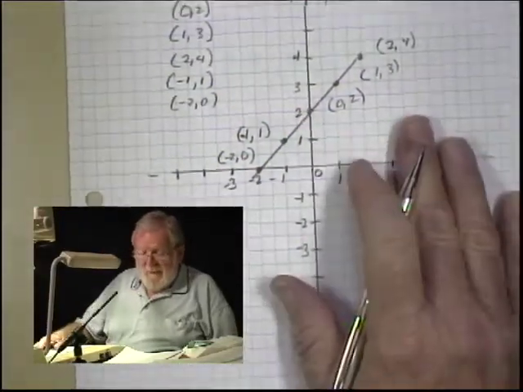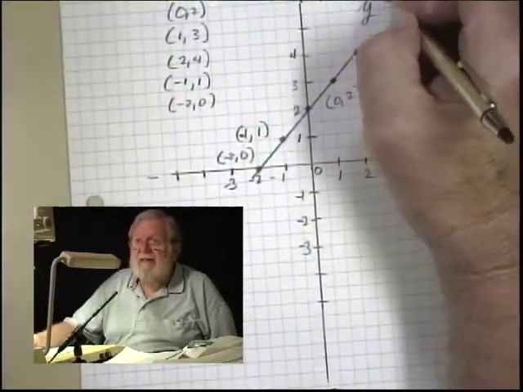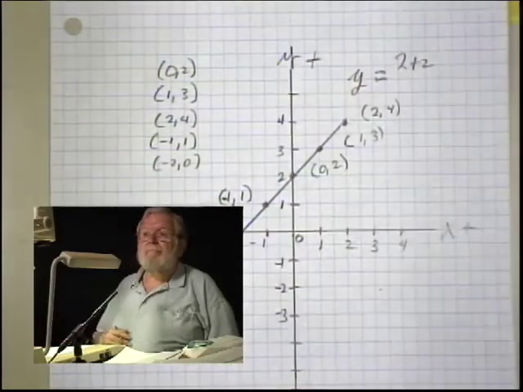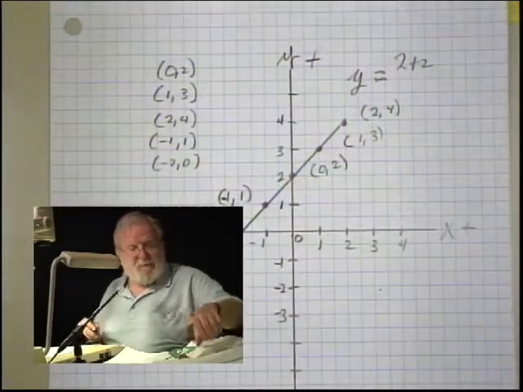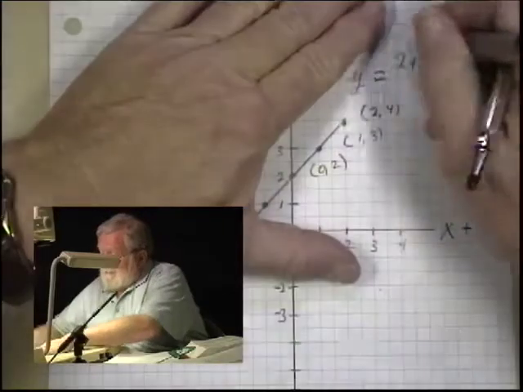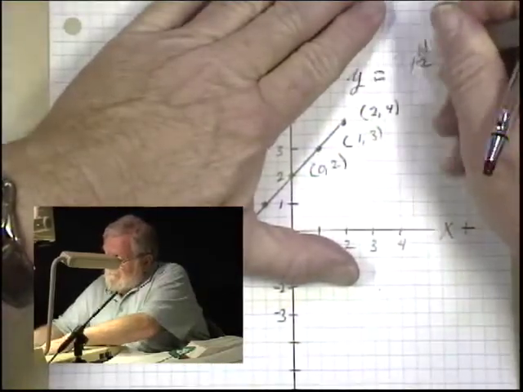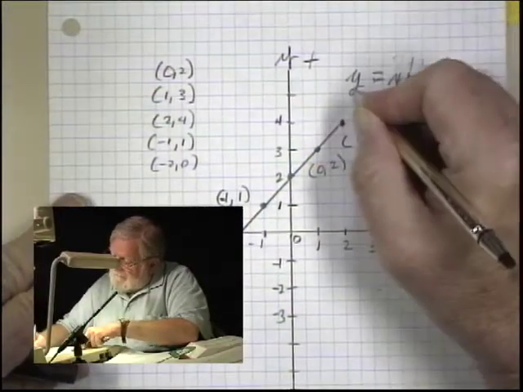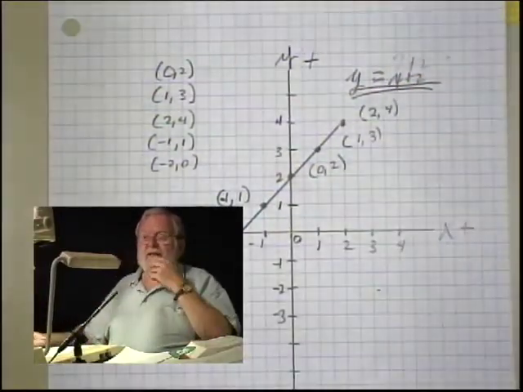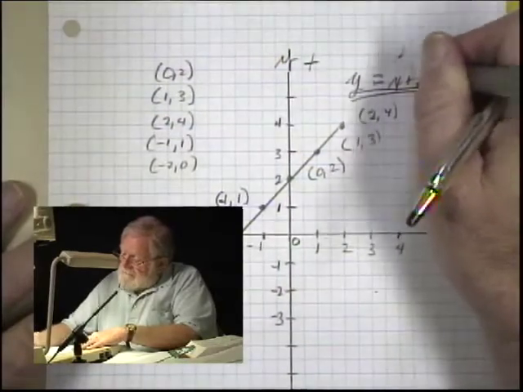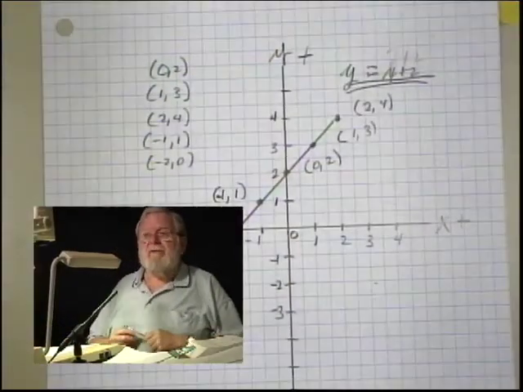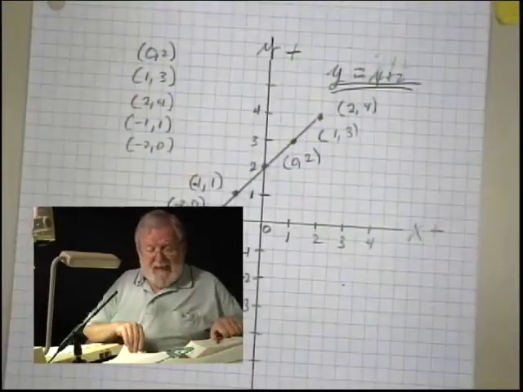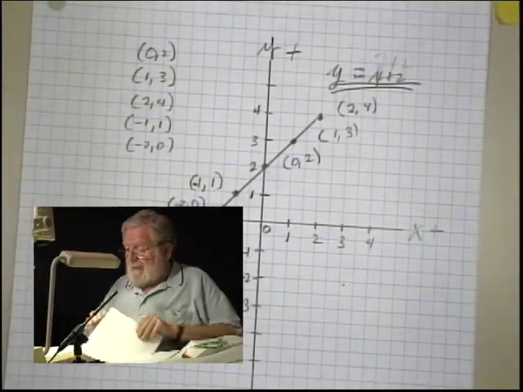Our equation was y equals x plus 2. Let me rewrite that for you. I say one thing and write another. Y equals x plus 2. That's the equation that we have just found our ordered pairs to and graphed. All right? Now let's take a look at a little different equation.